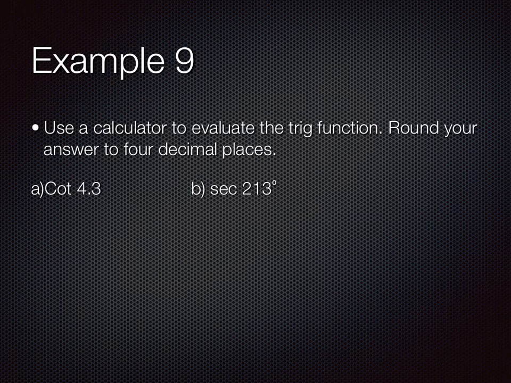Example 9 says use a calculator to evaluate the trig function and round your answer to 4 decimal places. So by now we've done these a lot. It's just important to make sure you're paying attention to your mode. This is cotangent of 4.3 and it doesn't have a degree on it, which means that this has to be in radians. So I would do 1 over the tangent of 4.3, again making sure my calculator is in radians.